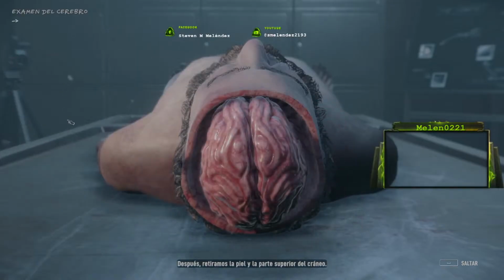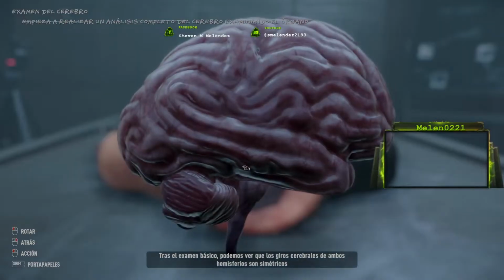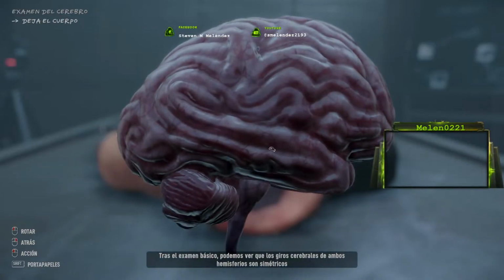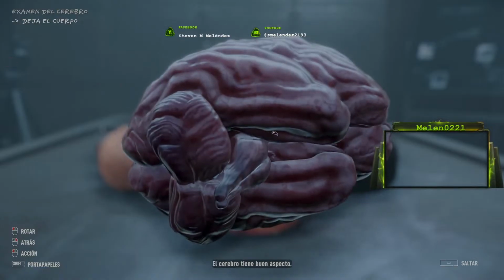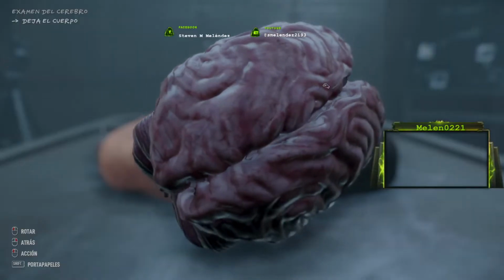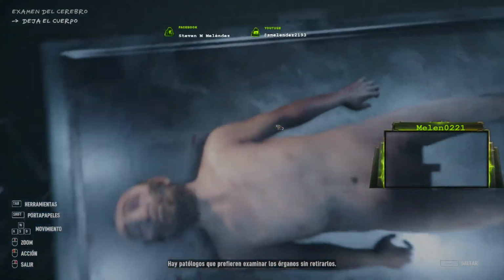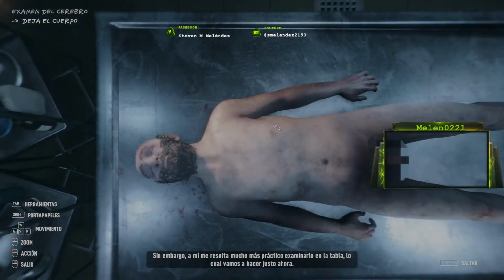After which, we remove the skin and the top of the skull. After the basic examination, we can see that the brain's cerebral gyri in both hemispheres are symmetric. The brain looks good. Let's take a cross-section. Some pathologists prefer to examine organs without removing them. However, for me, it's much more convenient to examine them on a board, which we'll do now.